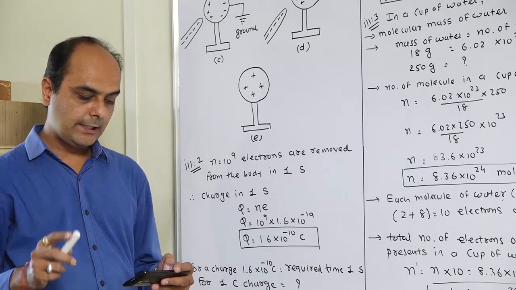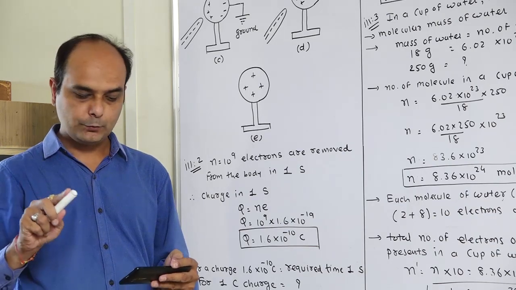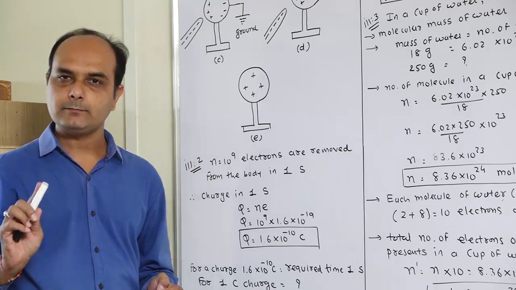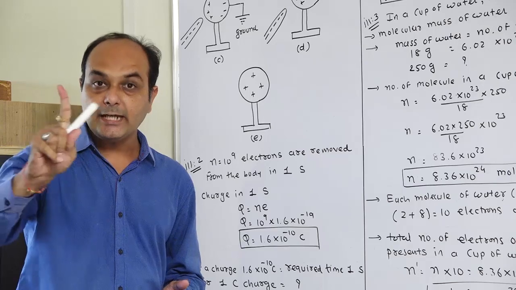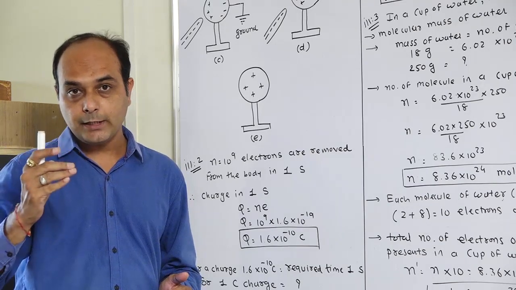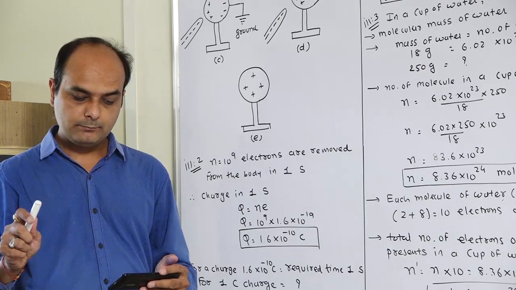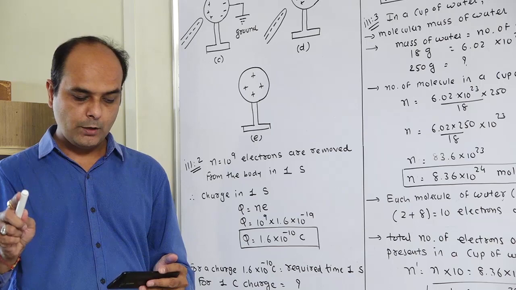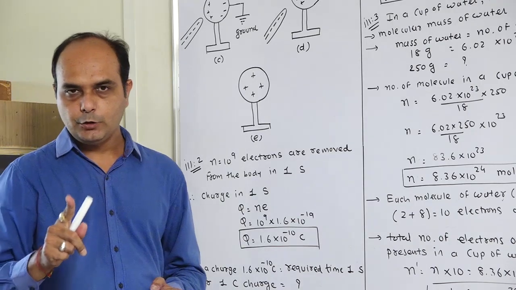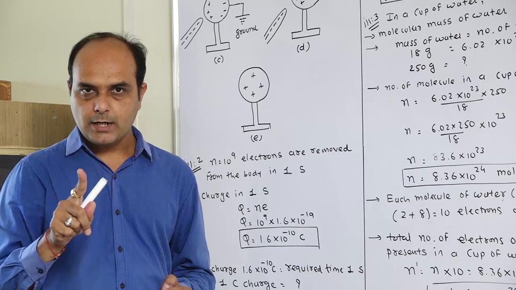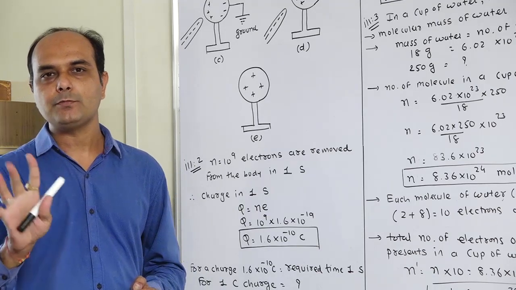In the next illustration, if 10⁹ electrons move out of one body to another body every second, that is, 10⁹ electrons are moved from one body to another body in 1 second, like we are removing 10⁹ electrons in 1 second, how much time is required to get a total charge of 1 coulomb on the other body? Calculate the time for the 1 coulomb charge.